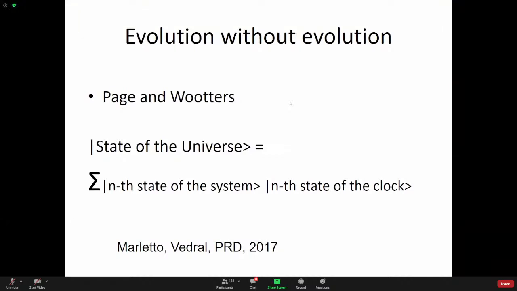And so now the whole state of the universe could be written as a sum of n different terms, where n is of course a humongous number in this case. You're talking about the nth state of the system, in this case the quantum fields, being coupled, correlated, entangled to the nth state of space, which Page and Wootters called the clock.